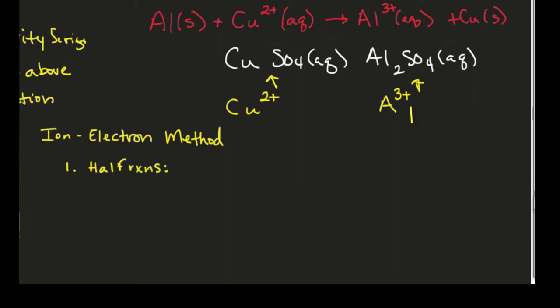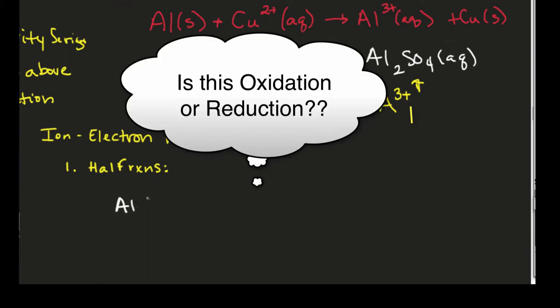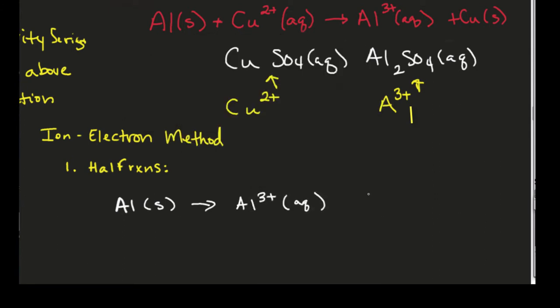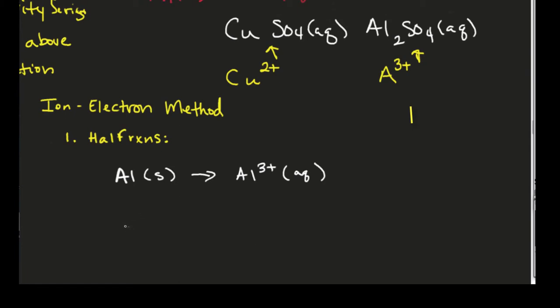Okay, so when we do that, we're going to get Al solid, and it's going to go into Al3+ aqueous. And then the other one is going to be Cu2+ aqueous, a little space, and then we're going to have Cu solid. Now notice I wrote a little space right here.